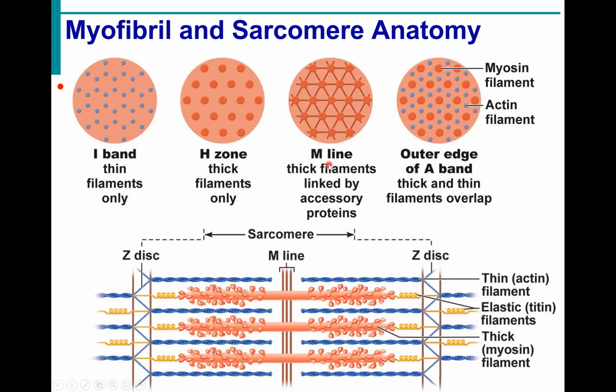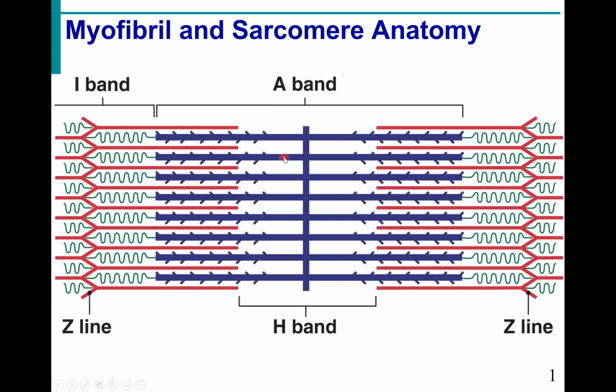This illustration does a decent job of showing this for us. Here, things are stretched out a little bit more. Notice we don't have regulatory proteins, but that's okay. They don't affect the colors. A band is the area that contains myosin. In that A band, actin and myosin overlap. But at the center of our A band, we have our H zone or H band, the area that just has myosin. And at the very center of our A band, we have our M line.